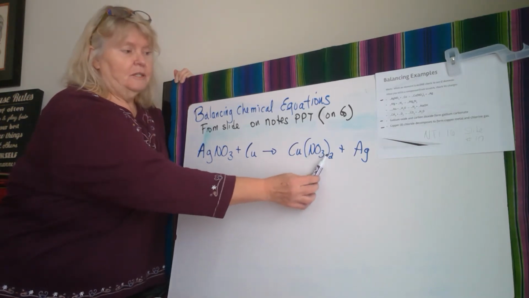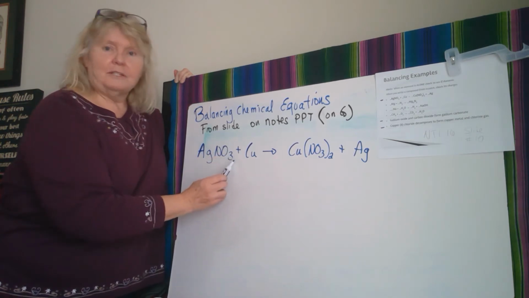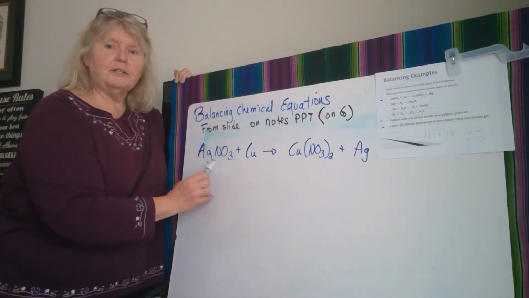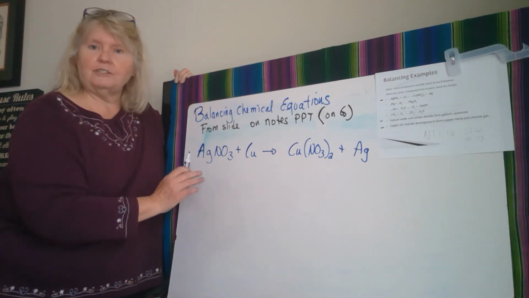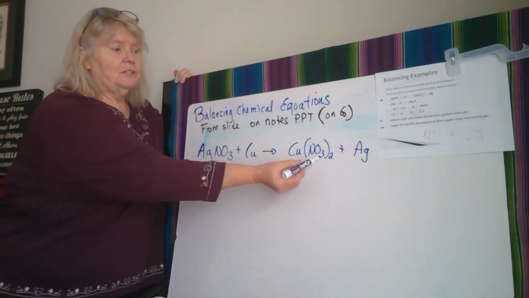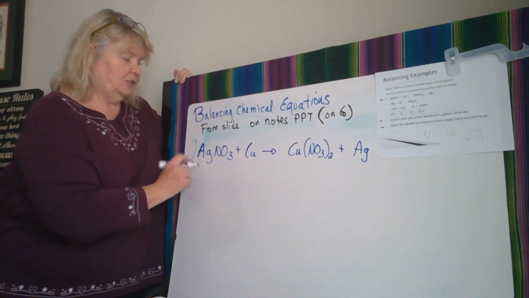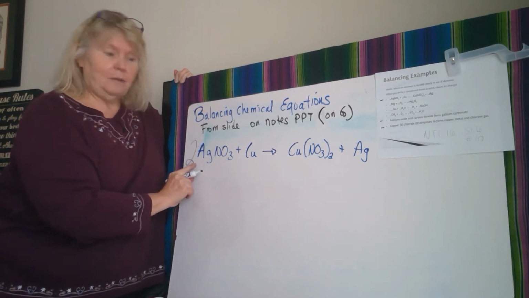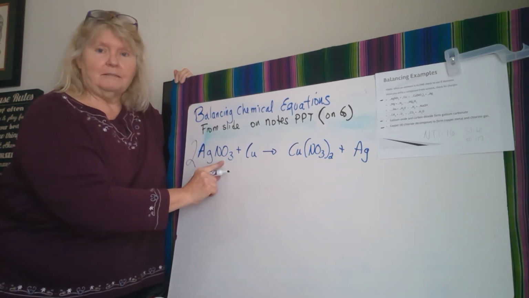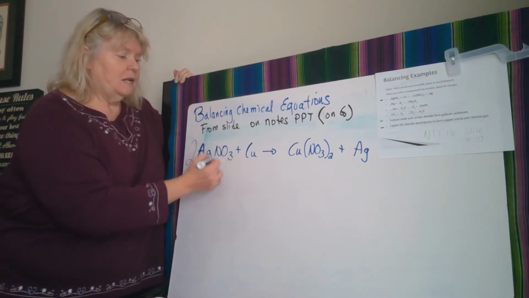So what I'm going to do is make sure that I have two nitrates on this side. But if I put a parentheses and a 2, or stick a 2 here, it's going to change the formula. Cannot do that. Never change your formulas. So I'm going to put a large 2 in front of that compound. That means it is going to multiply both the silver and the nitrate. So I have 2 silvers and I also have 2 nitrates.